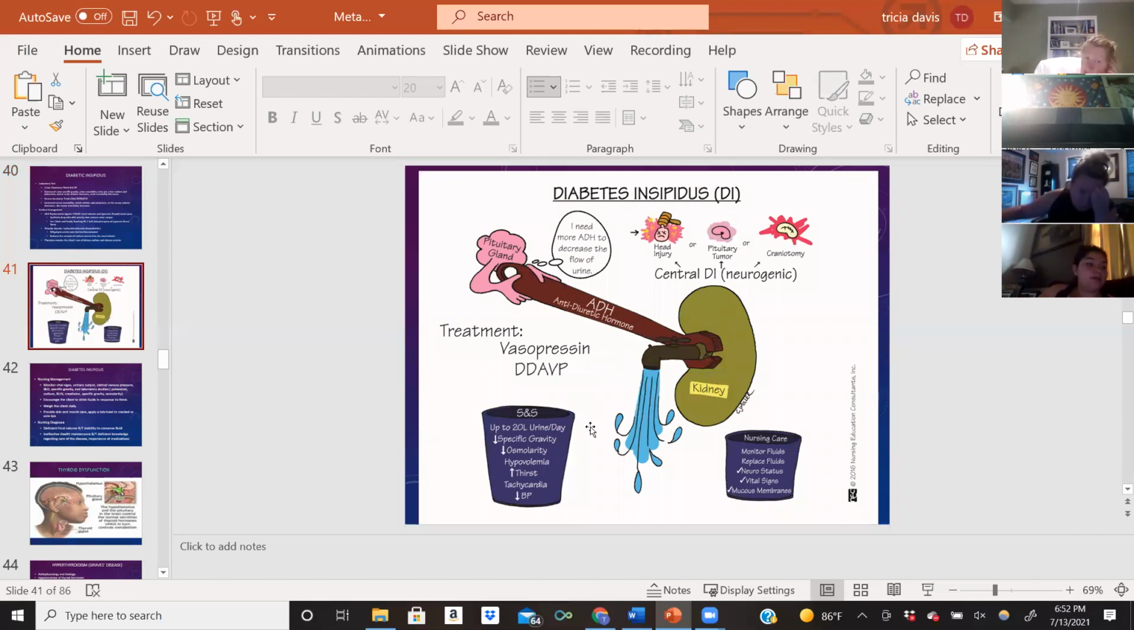This is just a little thing for you to look at while you're studying. Basically, it's the kidneys, all this fluid is just coming out. We see this in patients sometimes that have had head injuries, or if they have a pituitary tumor, or if they have had a craniotomy, various different reasons. The pituitary gland is thinking to itself, I need more ADH to decrease the flow of urine. Signs and symptoms are there. Nursing care is there. It's just something else for you to look at to try and get a mental picture.